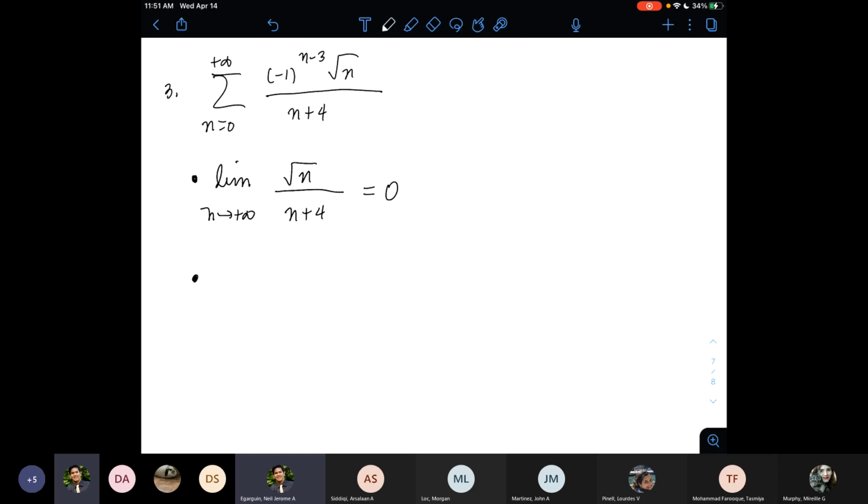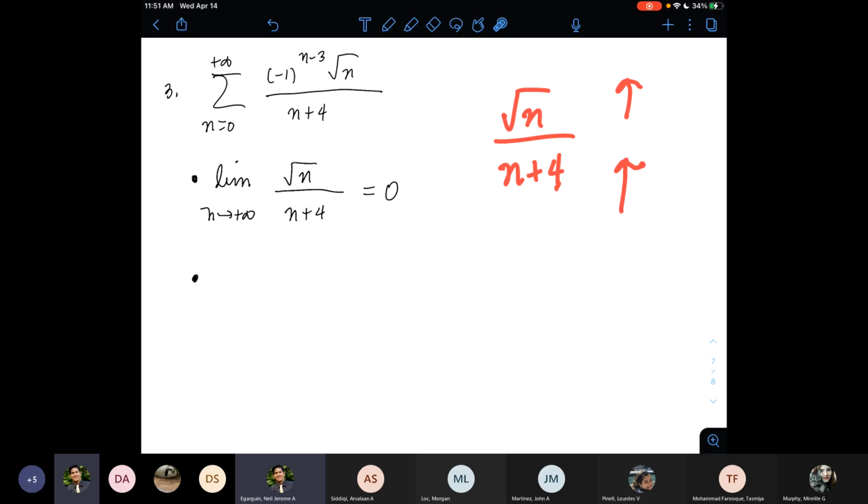The next thing is, is it decreasing? Now, if you look at the n-th term here, it is root n over n plus 4. To me, it's not clear if it is really decreasing, because when n increases, the numerator increases, but the denominator also increases.